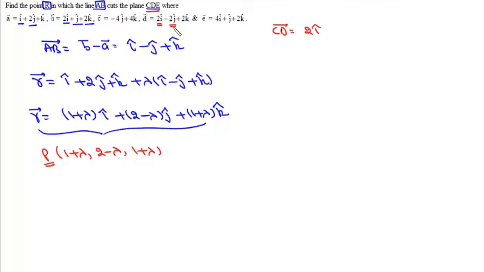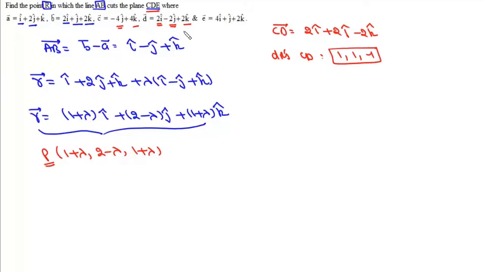Now this is minus 2J and then plus 4J. So it will be plus 2J, 2K minus 4K, so it will be minus 2K. So direction ratios of CD will be 1, 1 and minus 1.